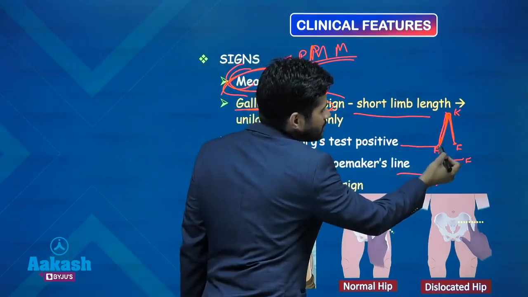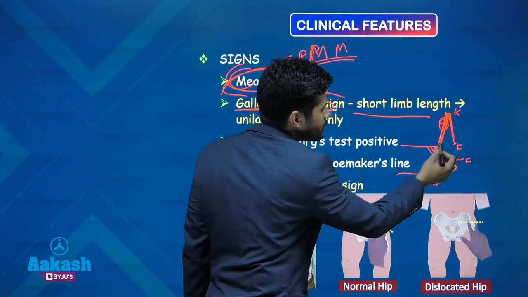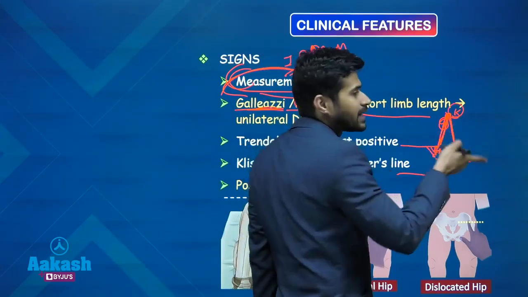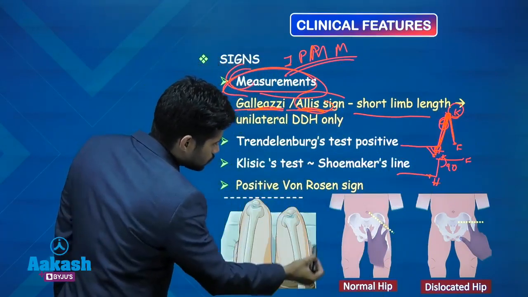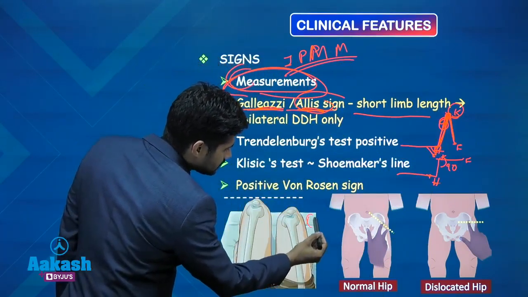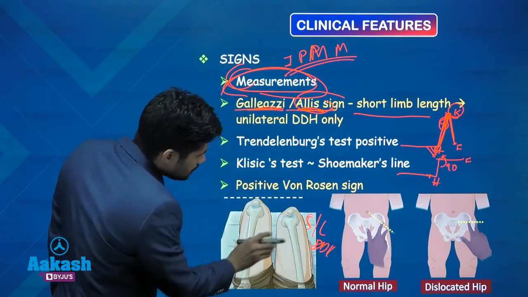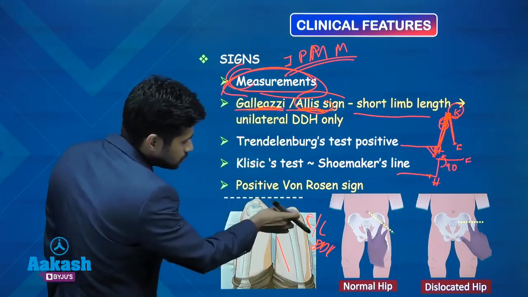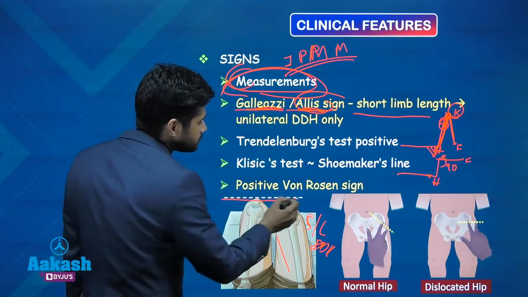If this hip is subluxated, that means the femur will come to the posterior side. This femur will be shorter, so the knee joint of that side will appear a little lower. This is a DDH hip. Because of the subluxation, the femur is going posteriorly, so the limb length will reduce and the thigh will appear shorter.